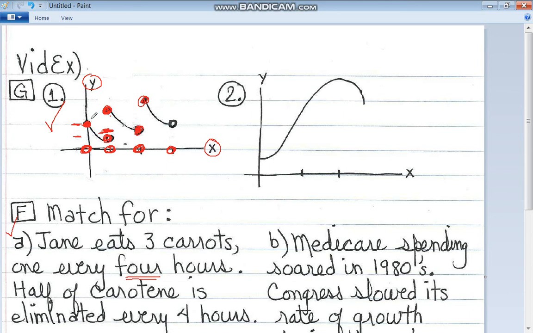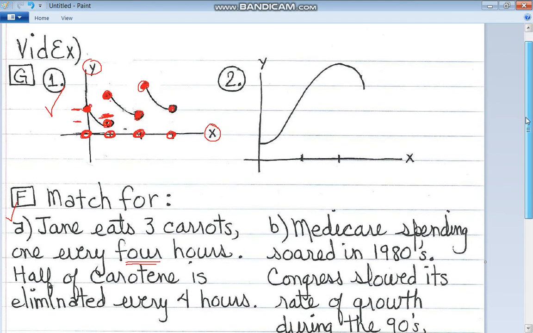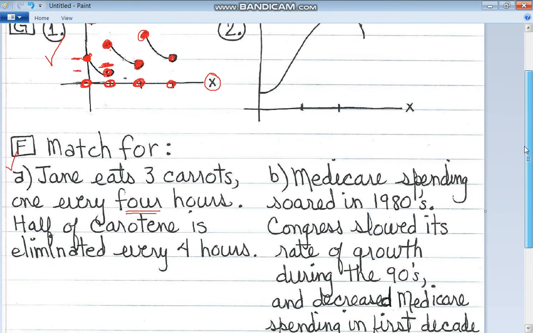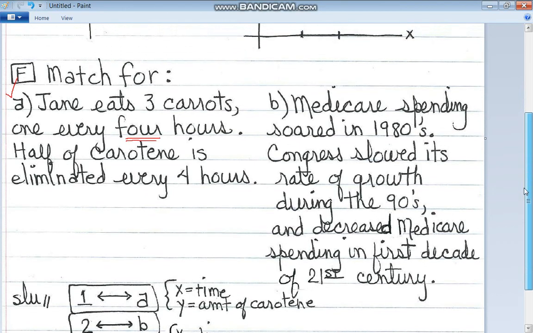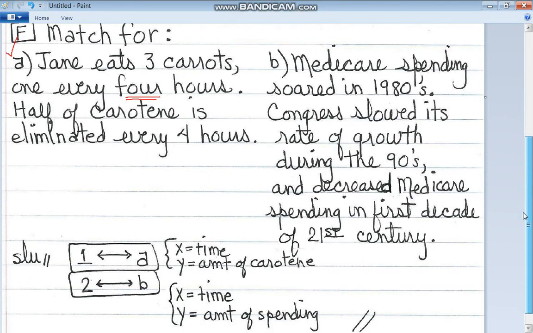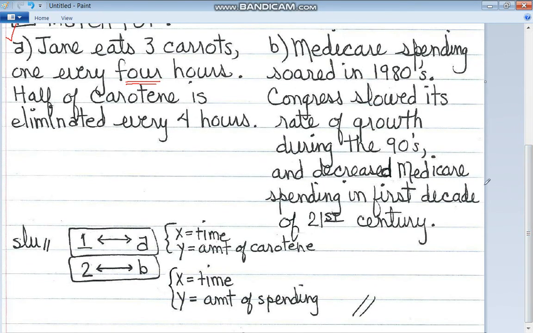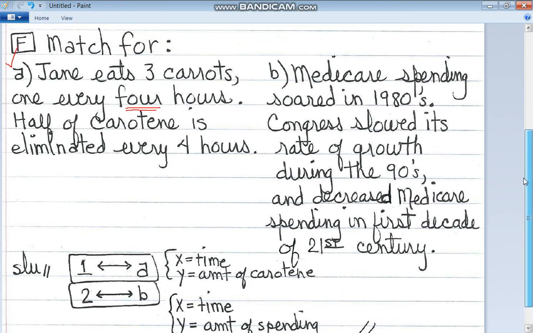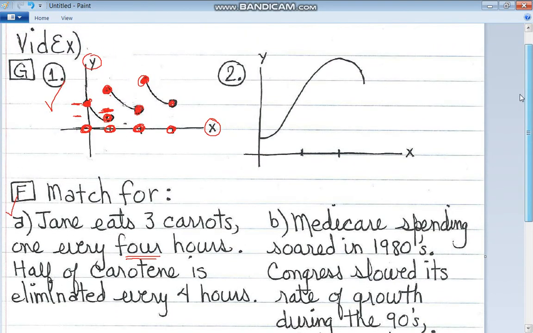So each time the amount of carotene at the beginning of the eating spree is going up, and it's not coming down quite as far. That is a very complicated graph, but it sure makes more sense when I really think about it, and when I indicate the x-coordinate is the time and the y-coordinate is the amount of carotene. Now for the other graph, 2 is associated to the words in B, where the x-axis is time and the y-axis is the amount of spending. And I already guessed that.